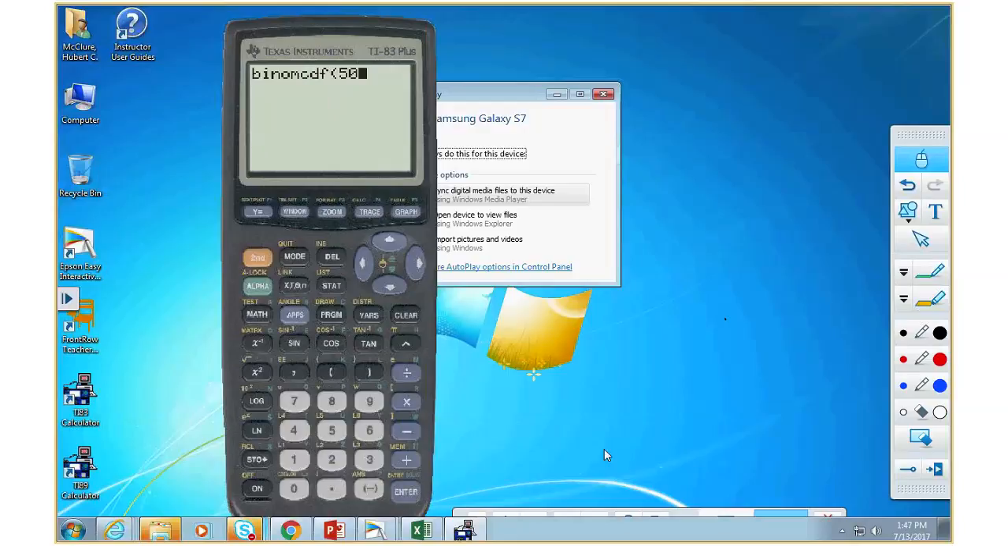N is 50, comma, 0.4, comma, and 20, parentheses. I have to use the keyboard here. There we go. So if you flip it another 20 times, there's a 0.56 probability that they're going to be tails. CDF, I'm pretty sure. If it comes up wrong, then it's the other one.